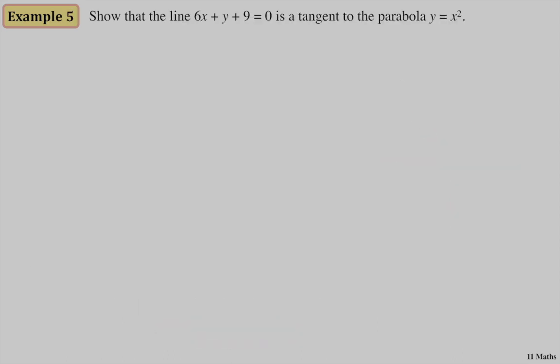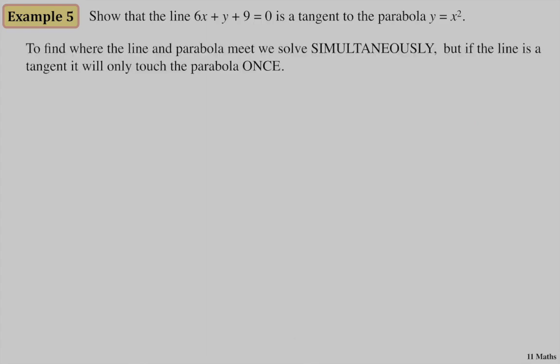Let's look at example 5. Let's show that the line 6x plus y plus 9 is a tangent to the parabola y equals x squared. Well, let's actually deal with what we've got to do in this question. To find where the line and a parabola meet, we've got to solve it simultaneously. So if I solve this line and this parabola simultaneously and I find they only meet once, then it's a tangent. If this line touches a parabola twice, it's not a tangent. If it doesn't touch it, it's not a tangent.